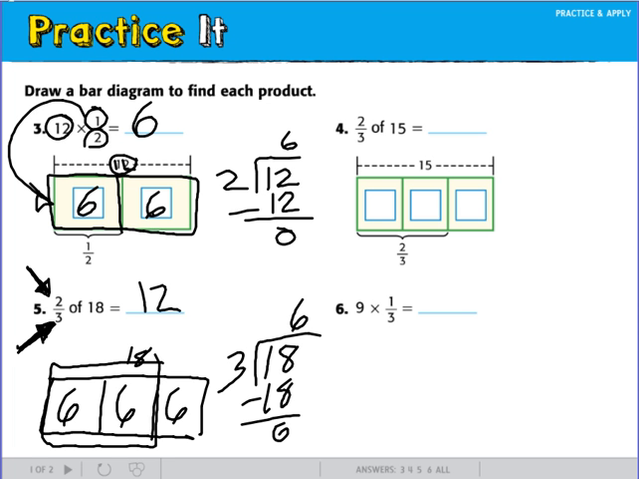Yes, sir. Can you help me with one more? Which one would you like me to do? Well, I needed help on the multiplication one. We did a multiplication one. It just doesn't say of. It's the same thing, just not of. Yeah. And with multiplication, you've got to remember, does it matter which number comes first? No. What's 3 times 2? 6. And 2 times 3 is 6. So if 2/3 of 18 equals 12, 18 of 2/3 equals 12. So 2/3 times 18 is 12. 18 times 2/3 is 12. Okay? Nothing changes.